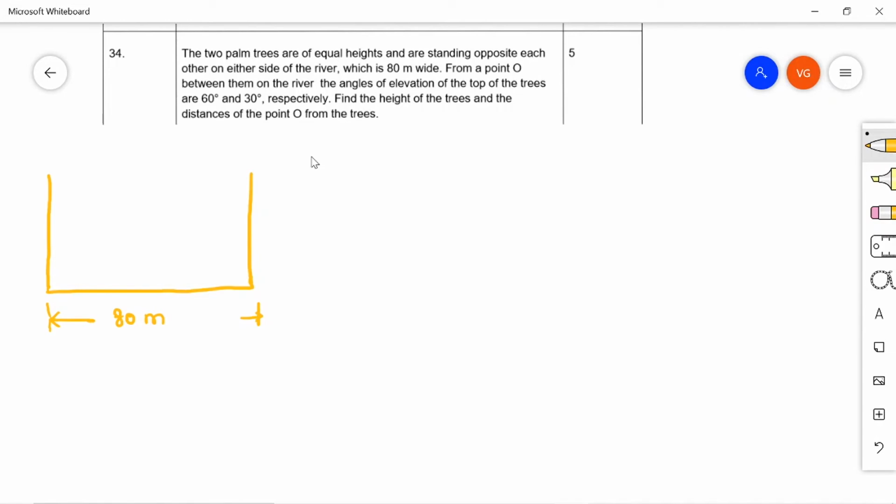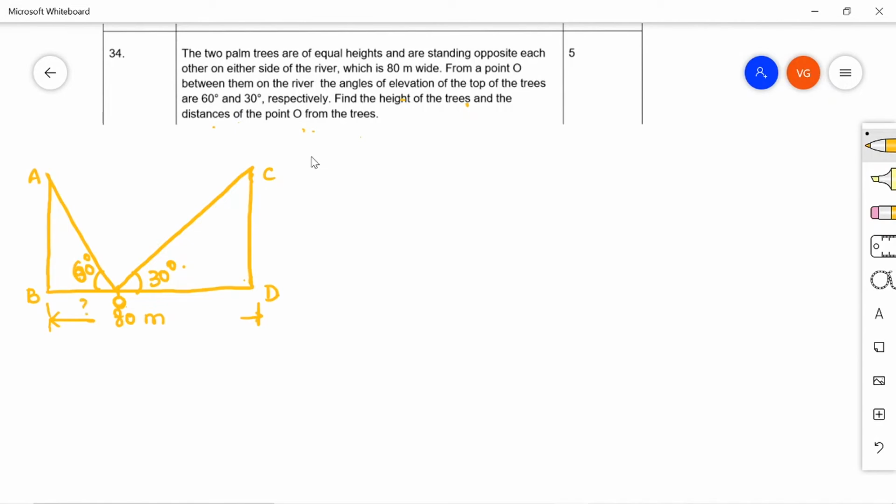So I am taking one tree as AB, the other is CD. Both are of the same height here, right? So from a point O between them on the river, they have not given that it is exactly at the center. So let us consider this point O in between on the river. The angles of elevation of the top of the trees are 60 degrees and 30 degrees. So for the first tree I am considering this is 60 degrees here. Then here it is 30 degrees.